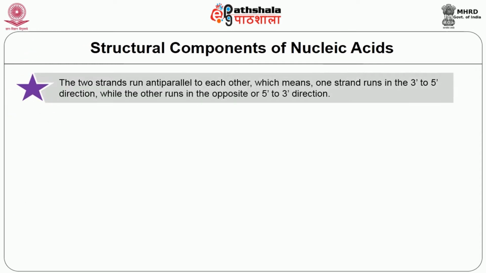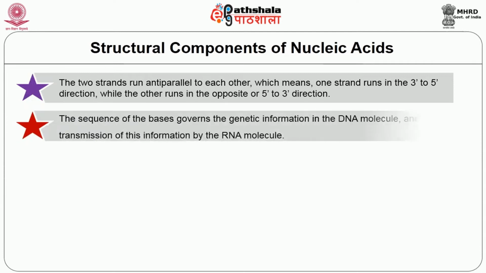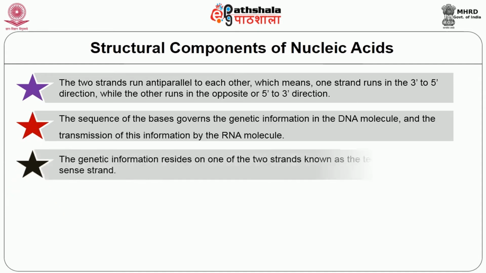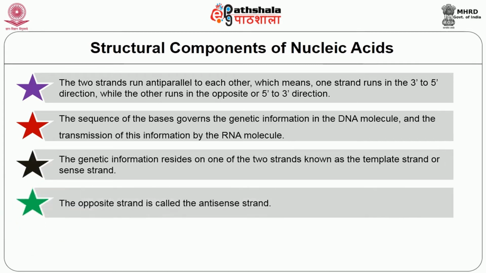The two strands run anti-parallel to each other, which means one strand runs in the 3' to 5' direction while the other runs in the opposite or 5' to 3' direction. The sequence of bases governs the genetic information in the DNA molecule and the transmission of this information by the RNA molecule. The genetic information resides on one of the two strands, which is known as the template strand or sense strand. The opposite strand is called the anti-sense strand.